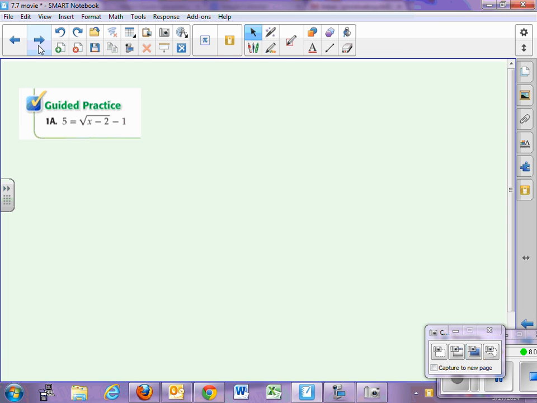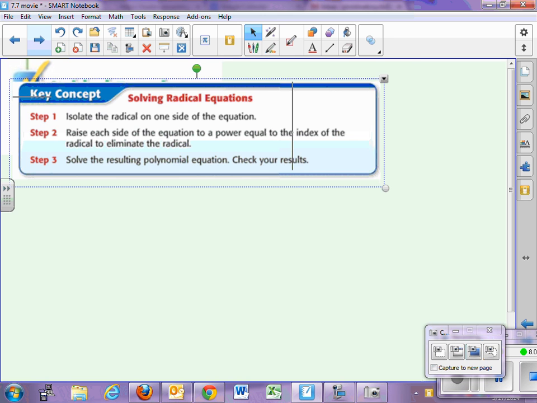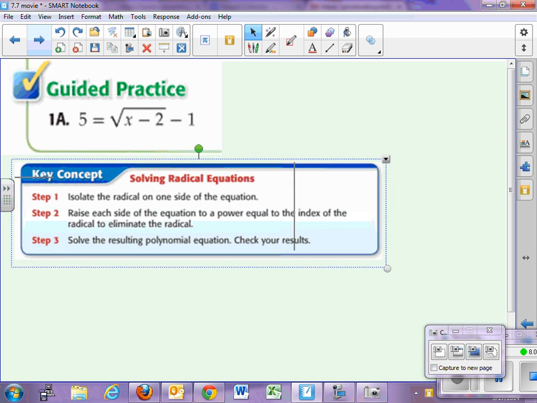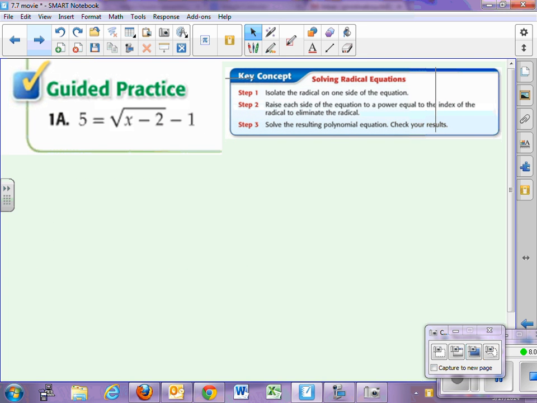All right, let's try this one. This is more of the simple one that we did as my first example. So go ahead and start that one. Did you start by adding 1 to both sides in order to get the radical alone? Okay, you should have gotten 6 equals the square root of x minus 2.